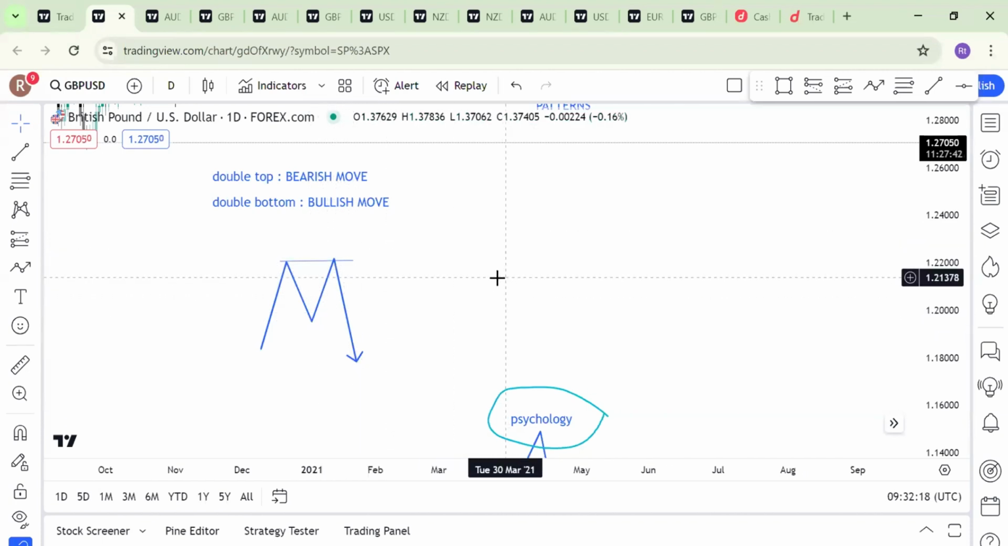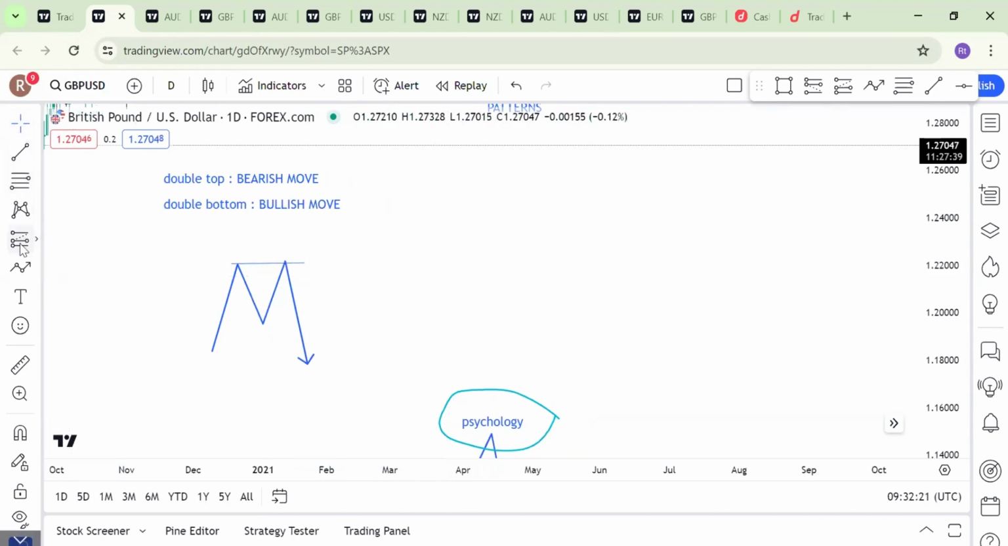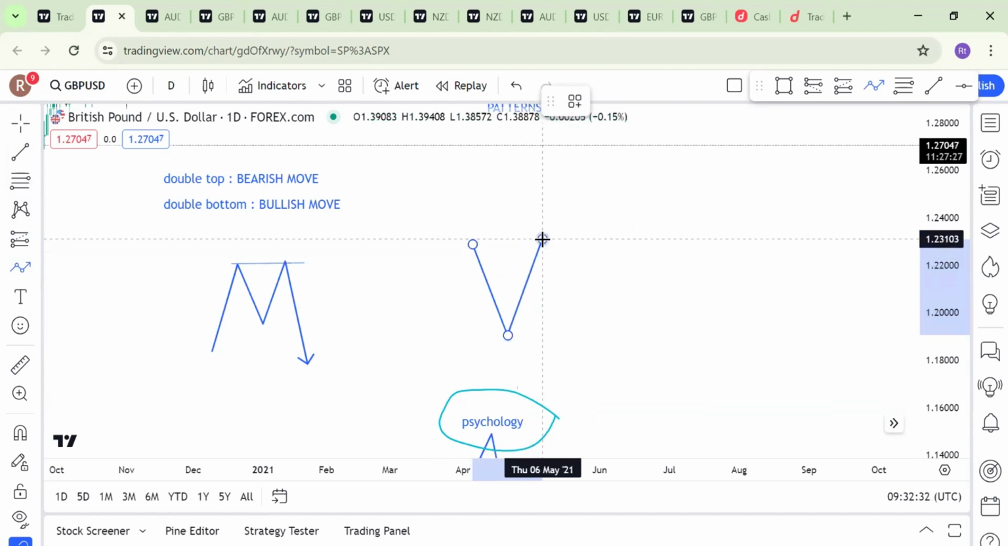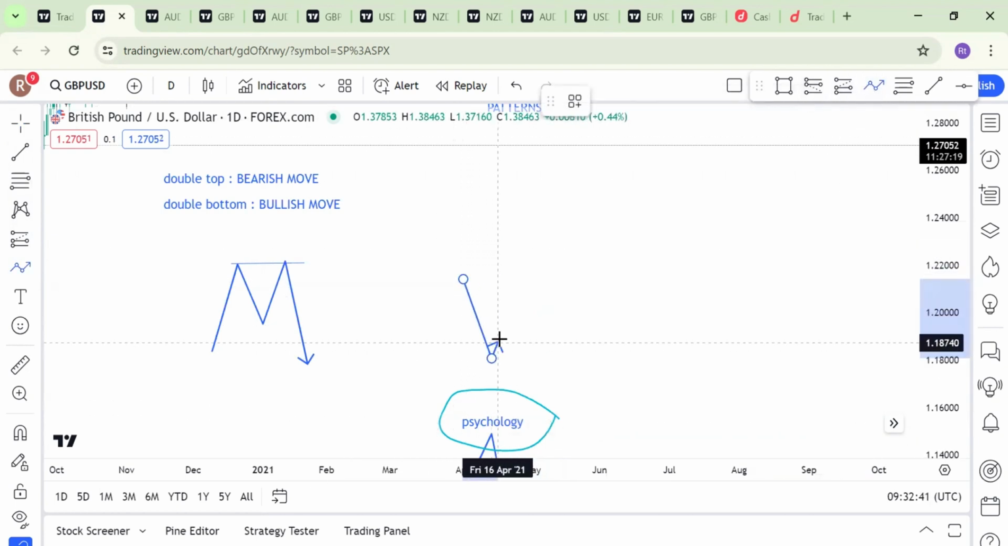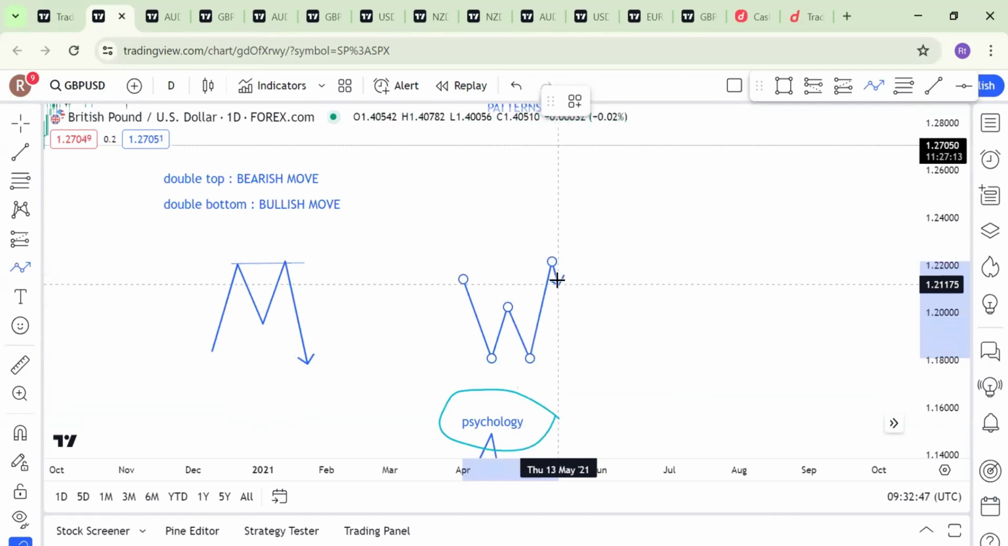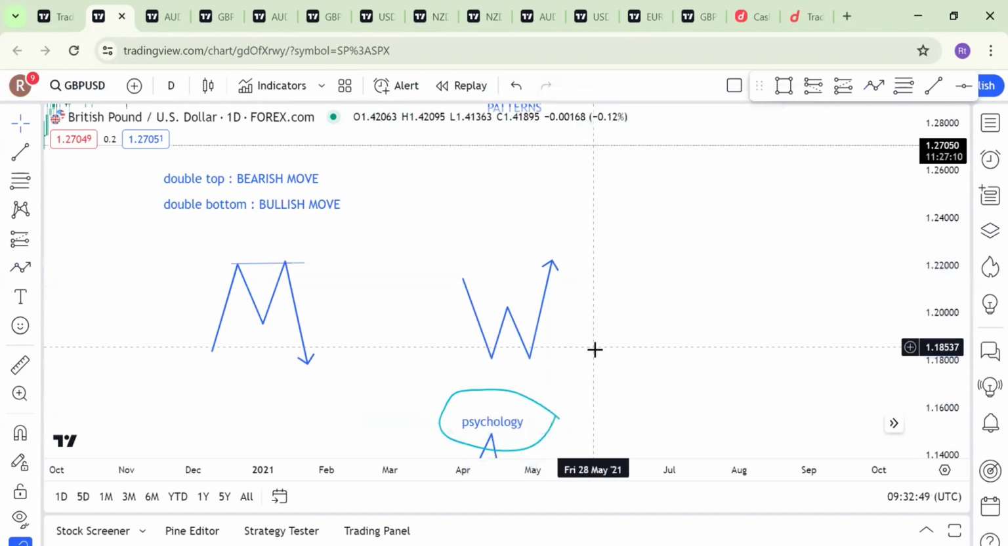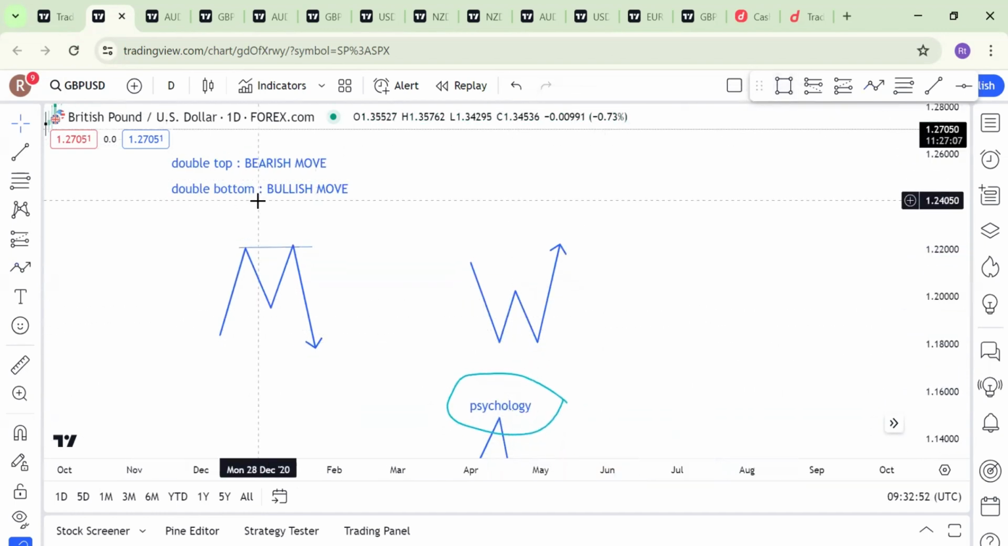And a double bottom is a W move. Let me show you what it looks like. Whenever you see a structure like this, that goes like this, you know that we have a double bottom. So this right here is a double top, and this right here is a double bottom.